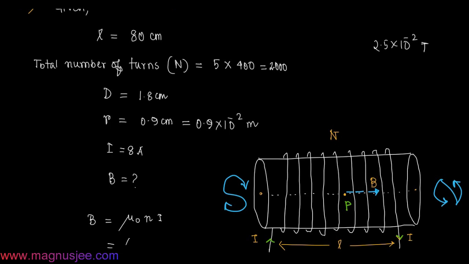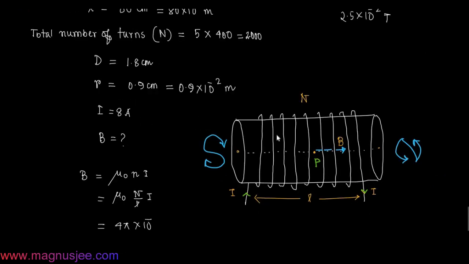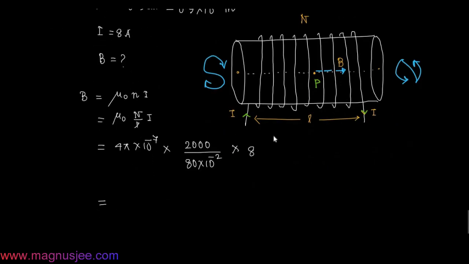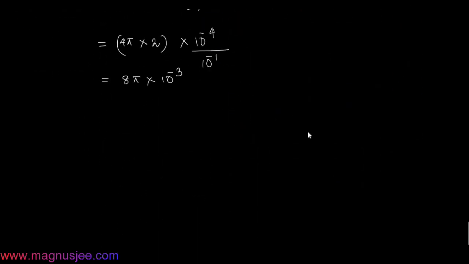Now, magnetic field induction B is equal to mu 0 N i, equal to mu 0 N by L into I, equal to 4 pi into 10 to the power minus 7 into 2000 divided by 80 into 10 to the power minus 2 into 8, equal to 4 pi into 2 into 10 to the power minus 4 divided by 10 to the power minus 1, equal to 8 pi into 10 to the power minus 3 Tesla. We get the value of magnetic field induction B as 25.13 into 10 to the power minus 3.